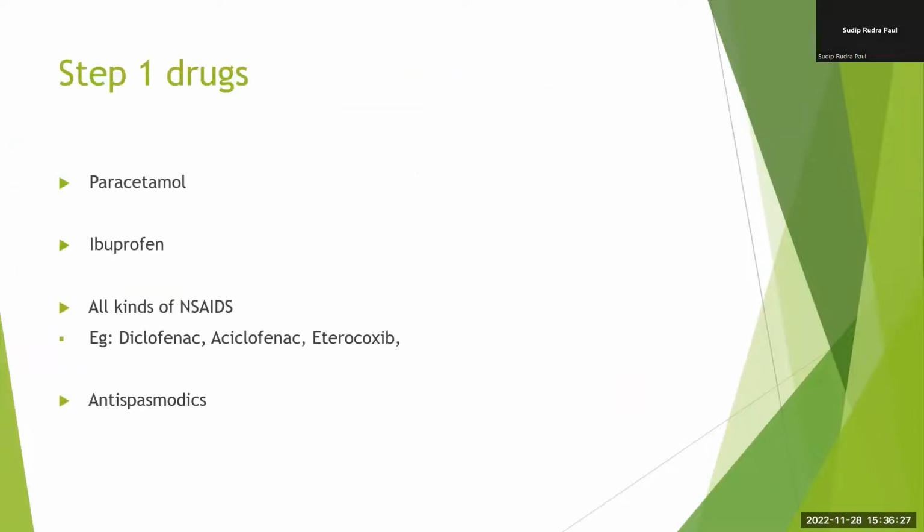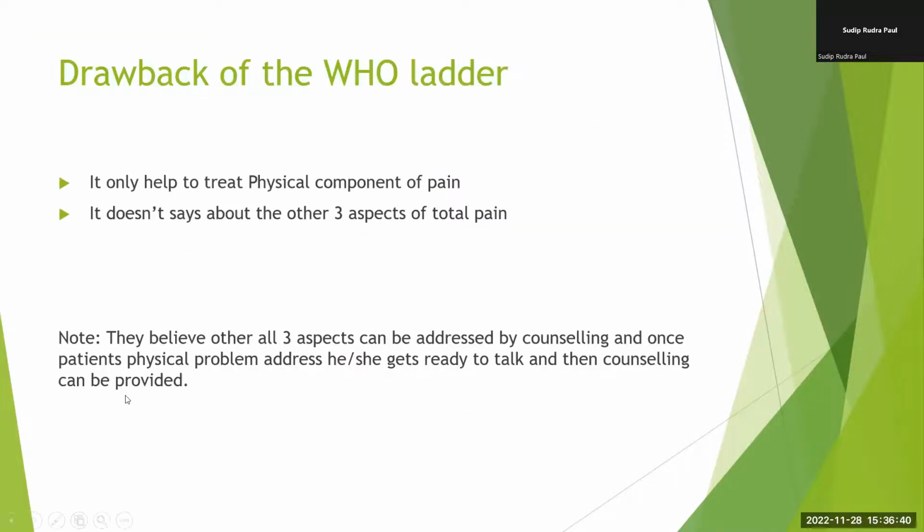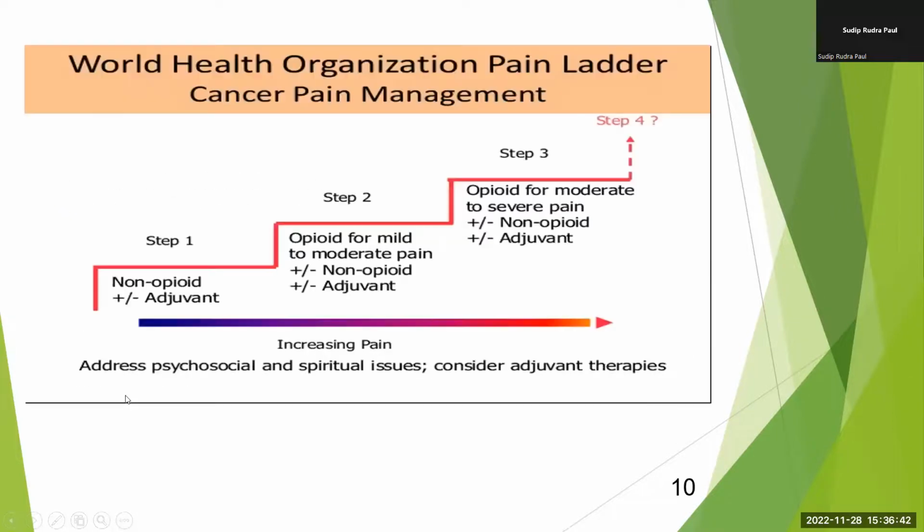Okay, before going to the ending, there is one thing in the slide of the WHO analgesic ladder. You can see that it says non-opioid plus minus adjuvant. So you have understood adjuvant, you have understood non-opioids. If you go to step 2, it is mentioned that step 2 is plus minus non-opioids plus minus adjuvant. Adjuvant you have all understood.